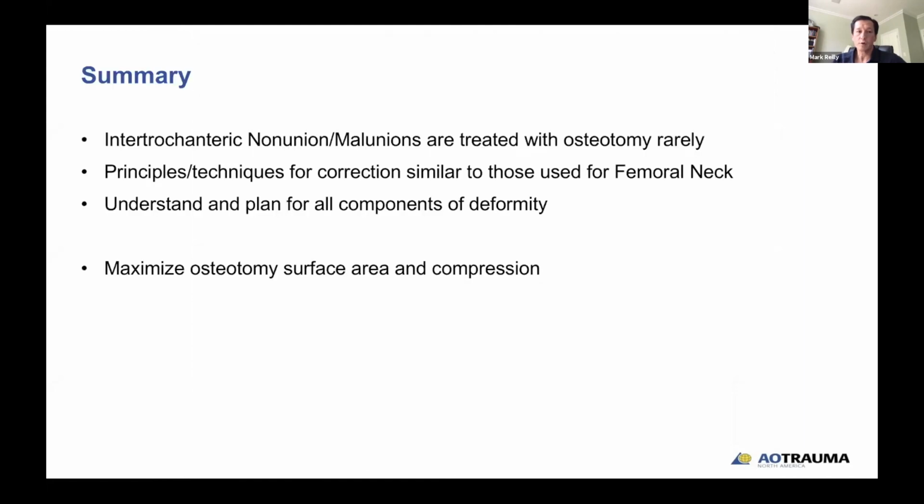So in summary, intertrochanteric nonunions and malunions are rarely treated with osteotomy, but this situation will come up where an osteotomy is the best solution. And we can't always rely on arthroplasty. The principles and techniques for correction are similar to those for femoral neck osteotomies. And we have to understand and plan for all the components of the deformity. And of course, maximize osteotomy surface area and compression.